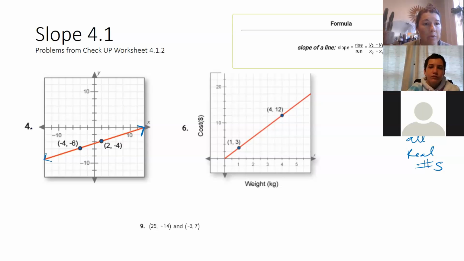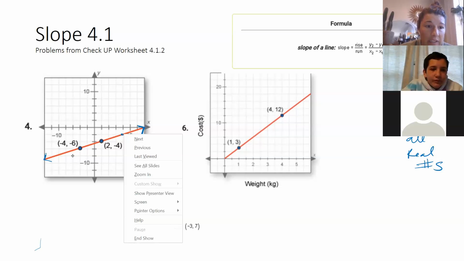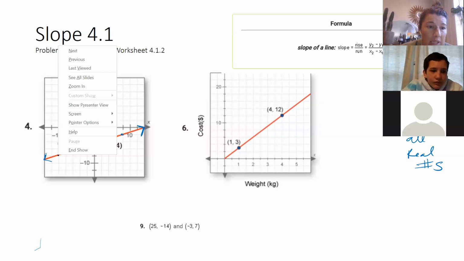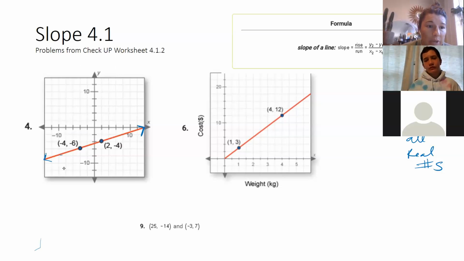So on this problem right here, number 4, notice we have a straight line. 2 of the coordinate pairs are highlighted. That doesn't mean that these are the only 2 coordinate pairs that exist on this line. We can find other coordinate pairs by seeing where the line crosses perfectly through other coordinate pairs. So possibly here, possibly here. Looks like those could also be more coordinate pairs.